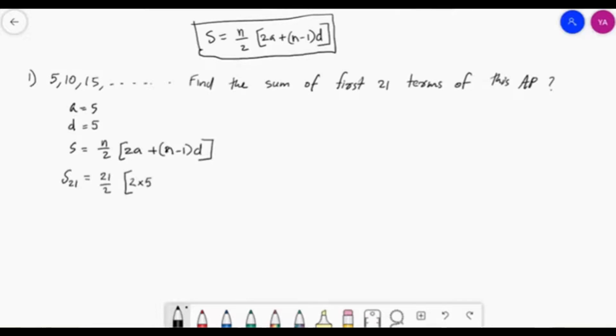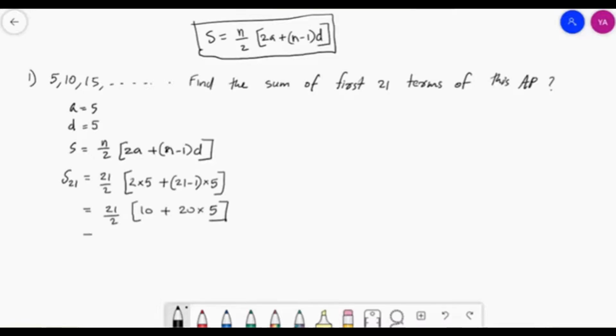In the next step you can reduce. Then plus (n minus 1). n is 21, so 21 minus 1, in the next step you can reduce, into 5. This is the first question, that's why I did it this way. In the next question you can make more simplified steps. So 21 by 2, same, into 2 times 5 is 10, plus 20 into 5 is 100.